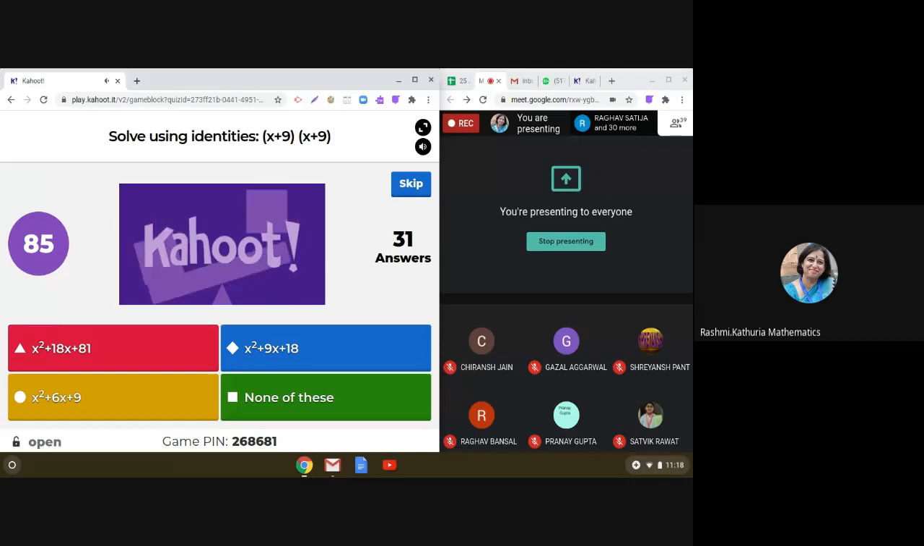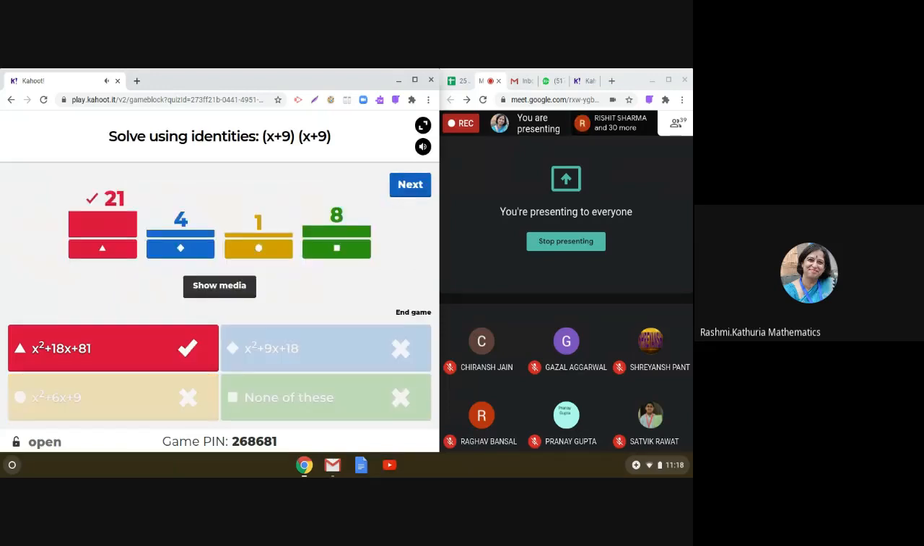Just see, 35 students are participating. Got 32, 33. Two more seconds. Okay, so let me see the correct answer. Wow, fantastic. 21 students have attempted it correctly. So x plus 9 into x plus 9, you know it is x plus 9 whole square. You can simply say x square plus 18x plus 81. That is the correct answer.